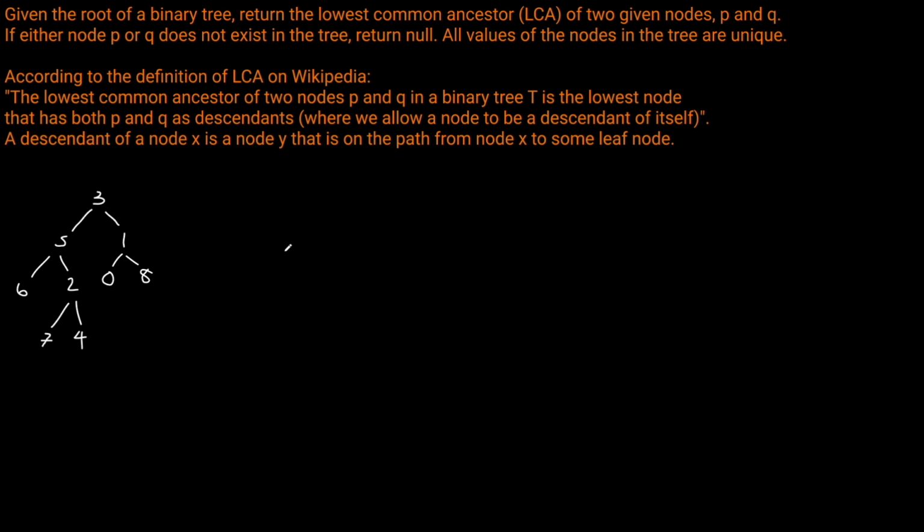And we know that we have to return null if P or Q doesn't exist, or they both don't exist. So what this means is that we have to do a full tree traversal to figure out whether or not P and Q are in the tree, because if they're not, then there's no answer for us to return.